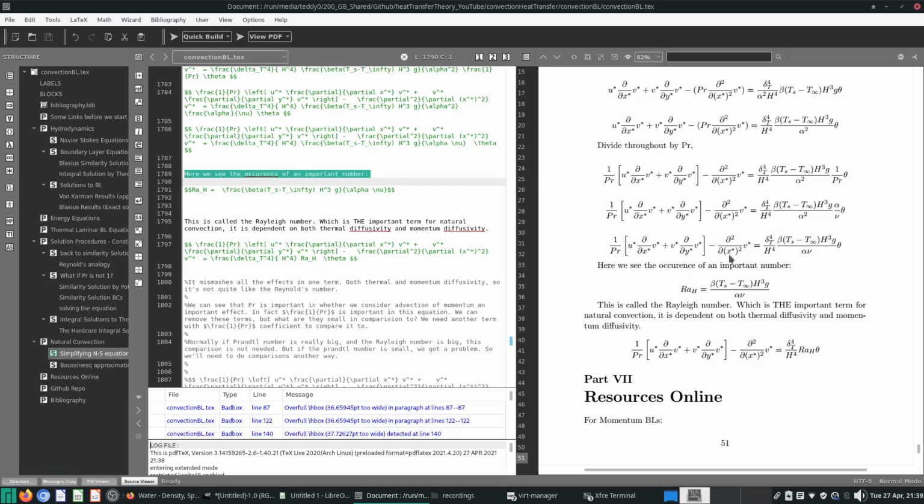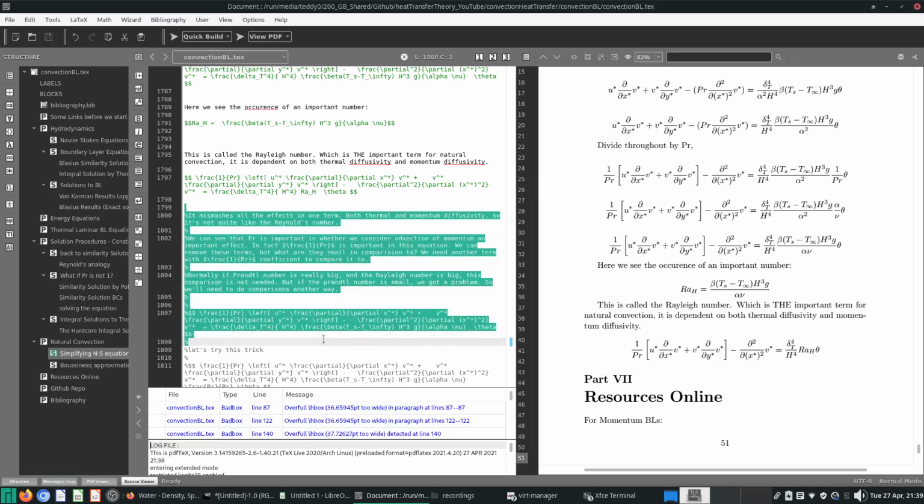Okay, and remember, we never get rid of the viscous terms. Why? One is because yes, we are doing laminar flow, so viscous terms are never negligible in laminar flow. Number two, in the boundary layer, viscous terms are quite dominant, so you cannot ignore them. Okay, so this is the reason why we divide throughout by a Prandtl number.